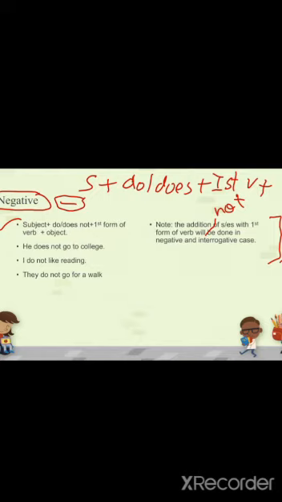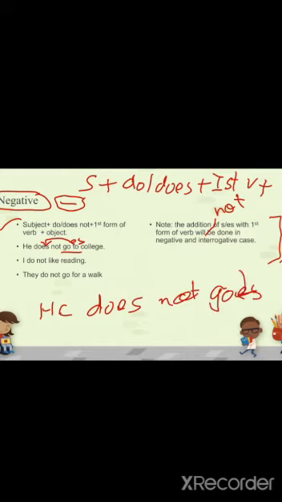Why? Because the addition that you did in the positive or affirmative sentences has shifted over here, right? That is why in the negative sentence you say he does not go to school. Now you will not say, this is an incorrect sentence, you cannot say he does not goes to school. No, this es has been shifted to do, right? You understood? Hopefully you get it.